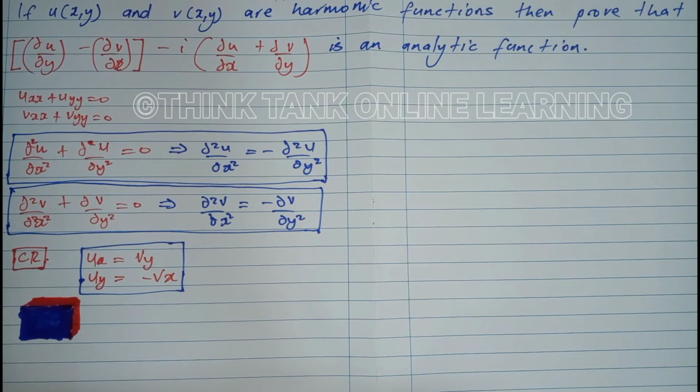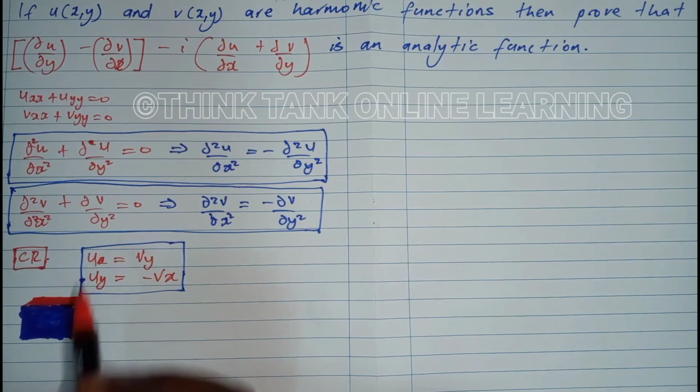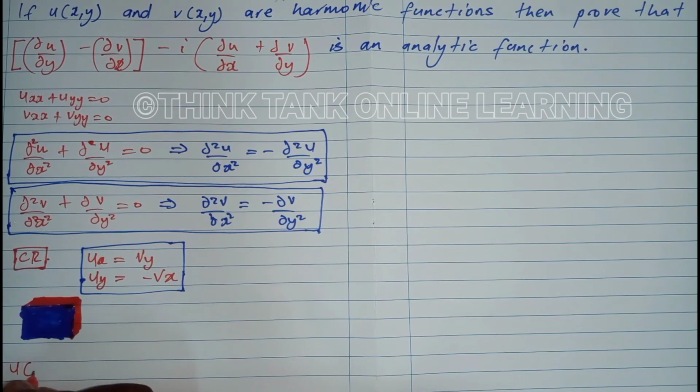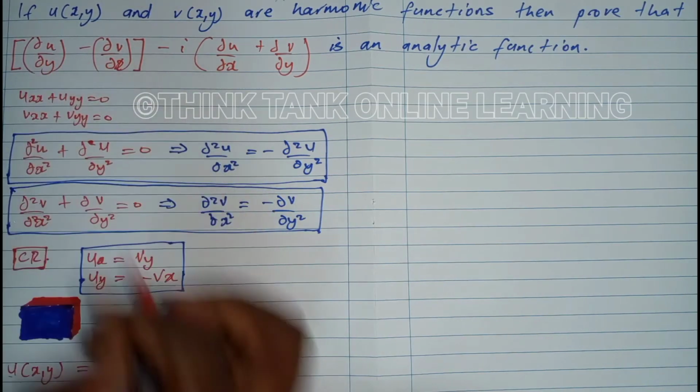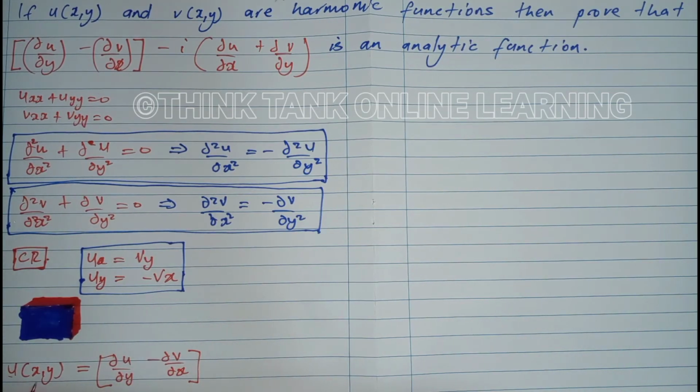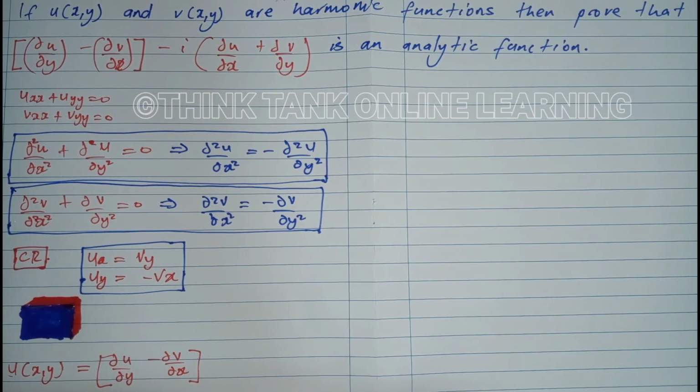First of all, I'm going to start with u(x, y). Remember that u is a function of x and y, so these are the variables of the function u, which is the real part. It is partial u partial y minus partial v partial x. So this is my function. Unfortunately, we're given it in terms of partial derivatives.